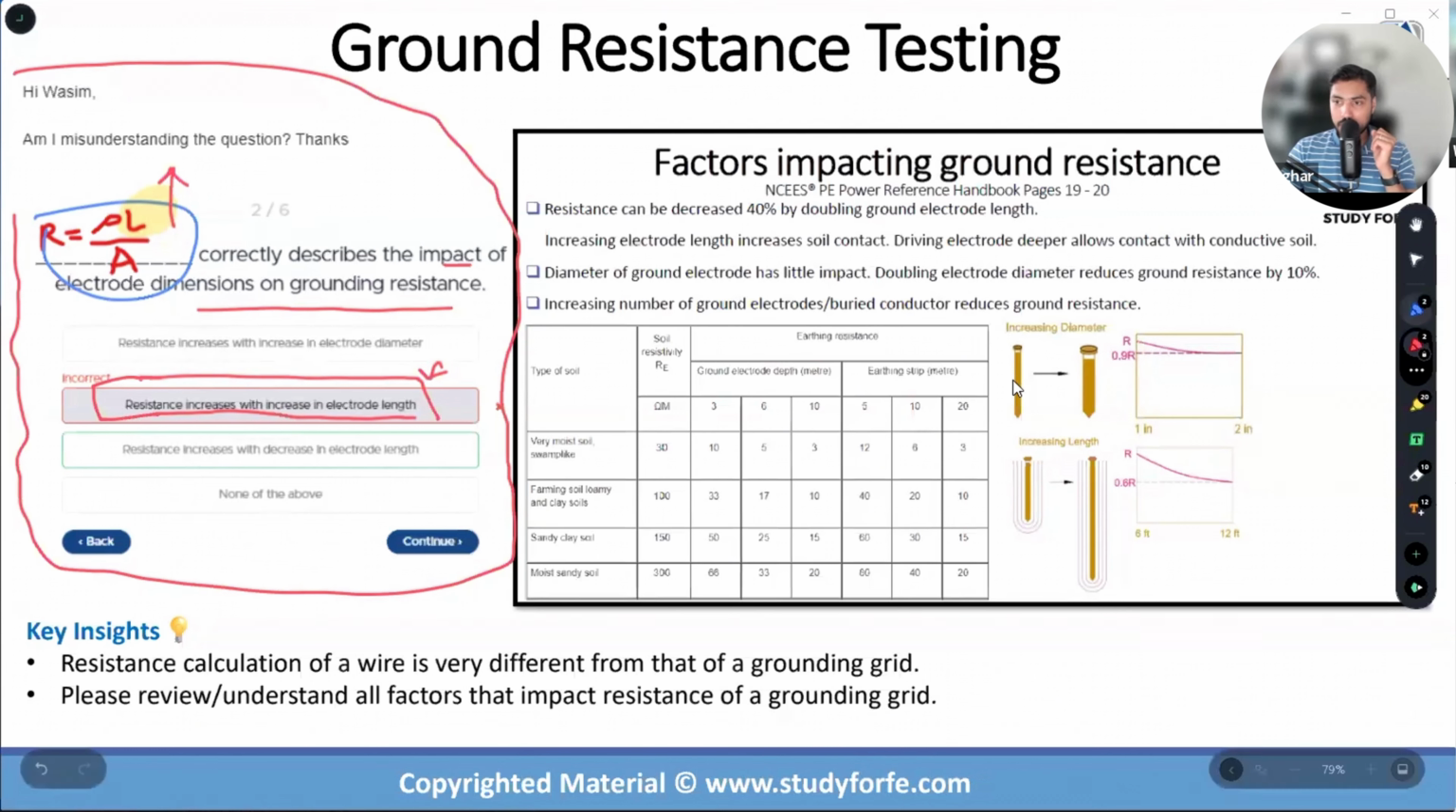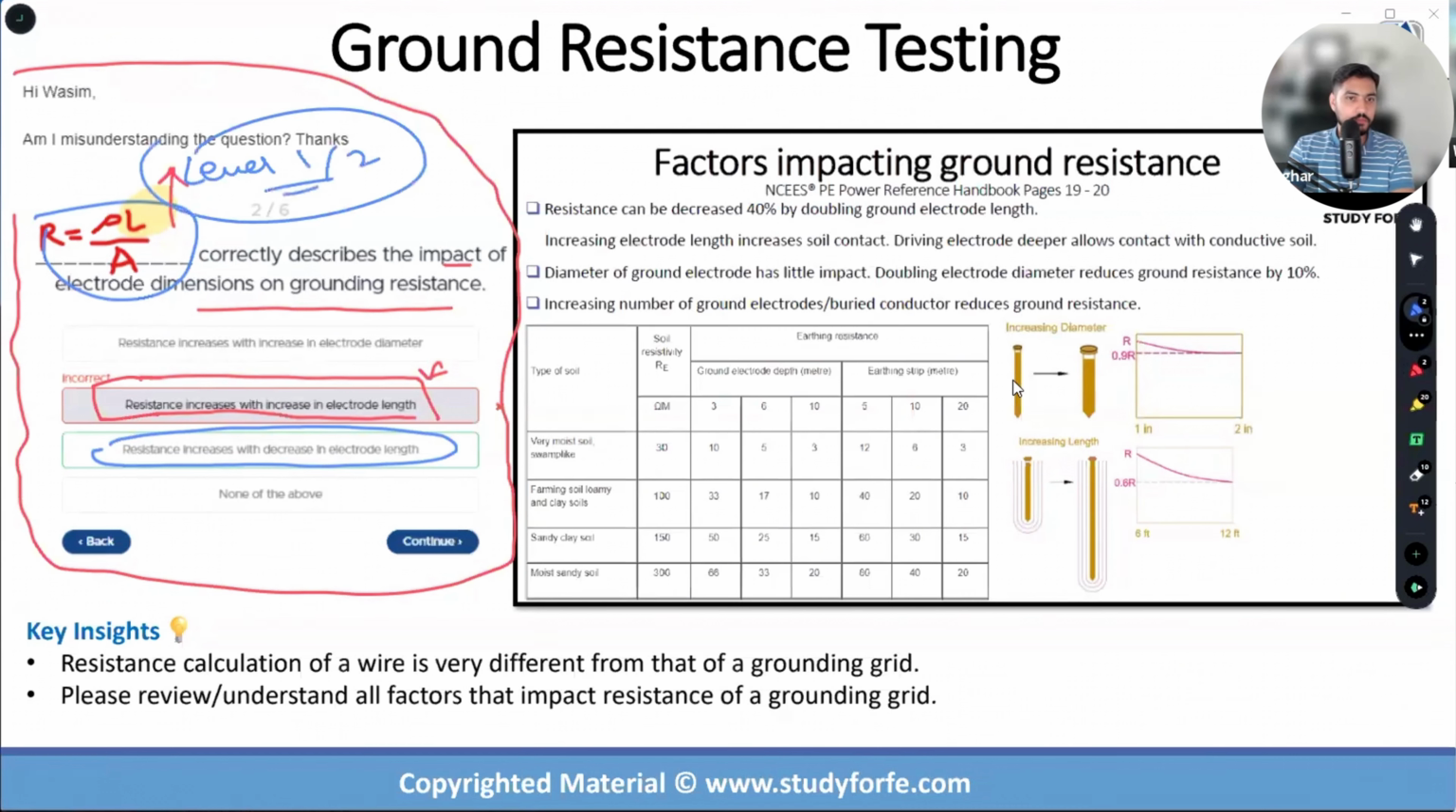But the answer, as we all know, is different. Resistance increases with the decrease in electrode length. Why is that the case? So this, I would say, is a level 1 or 2 understanding. Plug and chug, give me the formula. I'll take a look at it, massage it, and give you the answer.